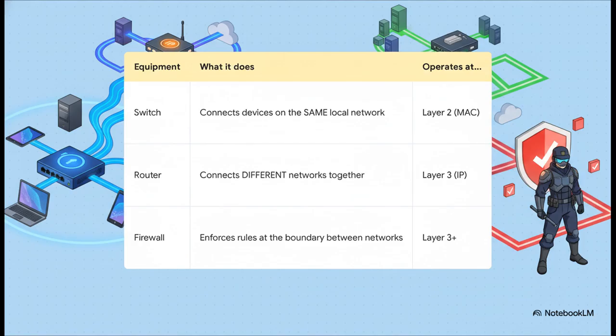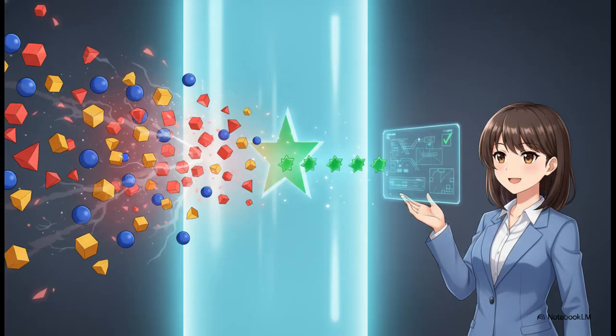Then you have a router. This connects different networks together, and it uses the long-distance layer 3 IP addresses. And finally, the firewall. This is your security guard, standing at the border and deciding what traffic is allowed in or out. And for anyone in an audit or compliance role, looking at firewall rules is just standard practice.